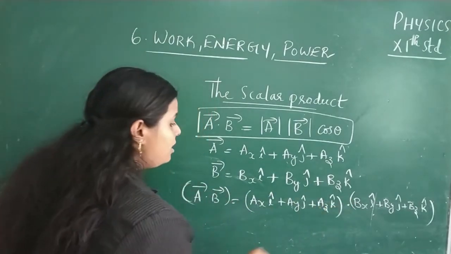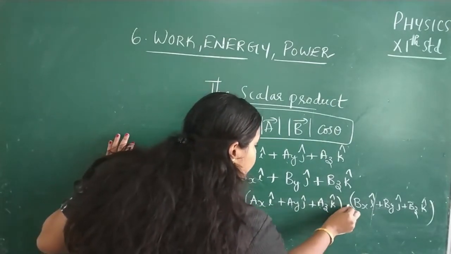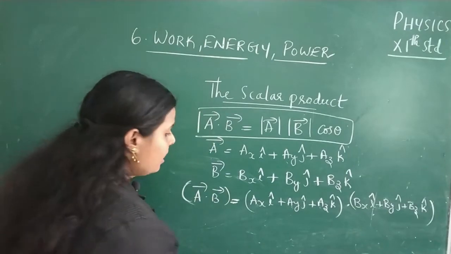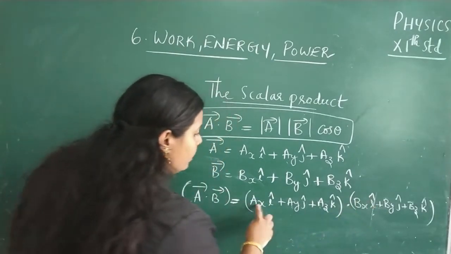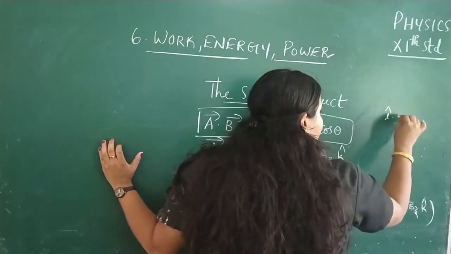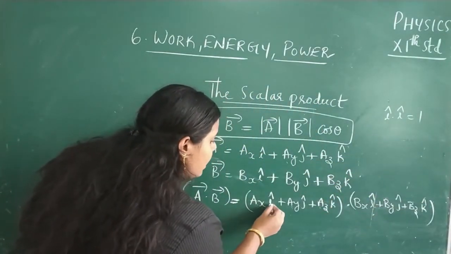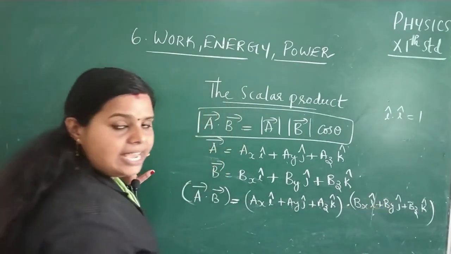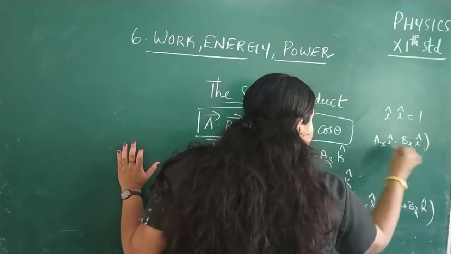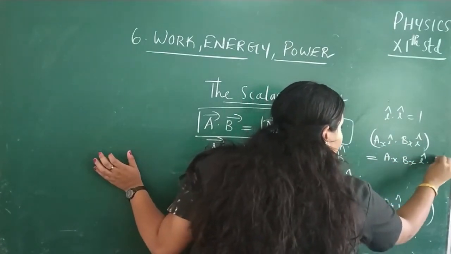Okay, and listen children here. What about A dot B? Yes, AX i cap dot BX i cap. So when taking the dot product or scalar product, there is the component AX BX, and along with it what comes? I dot I. But we know that I dot I is equal to 1, right? So AX i cap dot BX i cap is what we do first. That operation we can write as AX BX into i cap dot i cap.